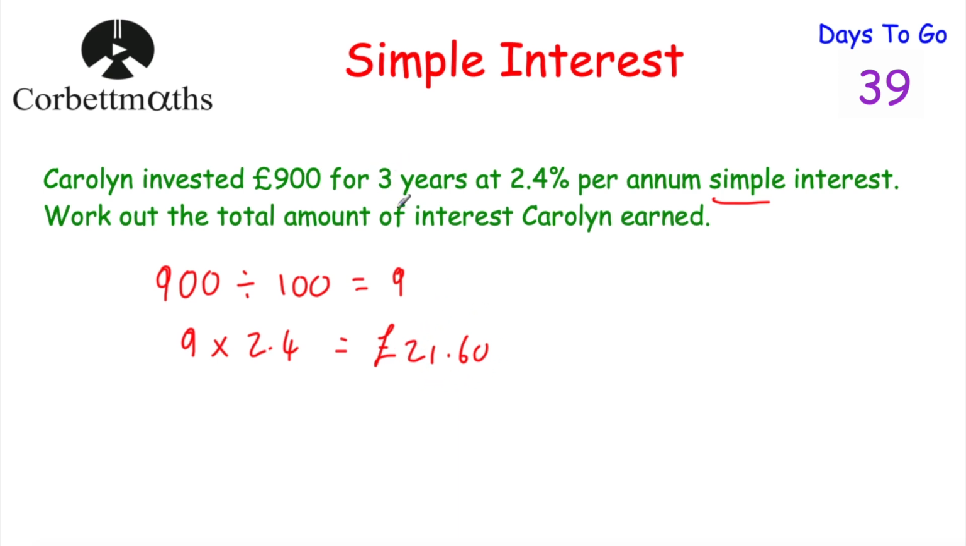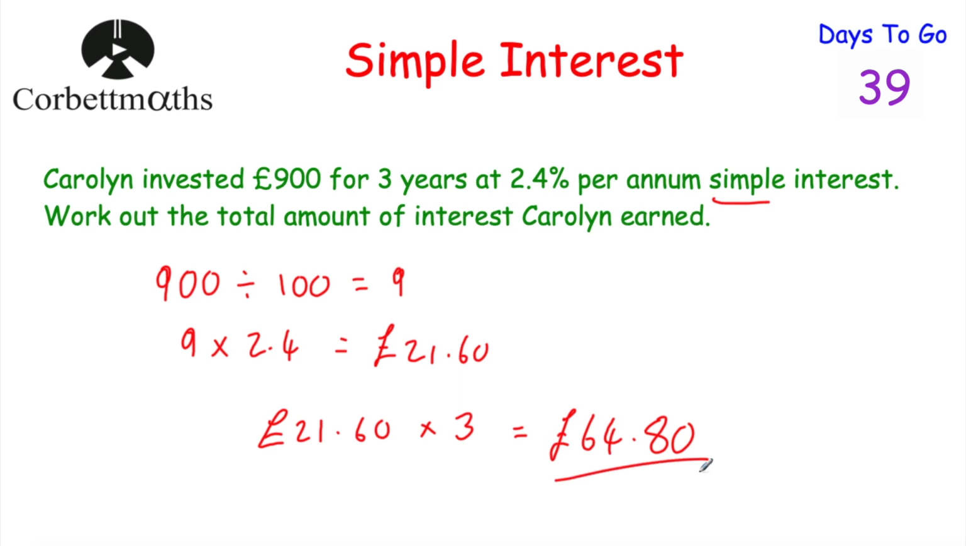Now the money's invested for 3 years. So because it earns £21.60 per annum, which means per year, we're going to do £21.60 multiplied by 3, because it's invested for 3 years. That gives us an answer of £64.80. Because it says how much interest did she earn, that's going to be £64.80, and that's it. And if you tried it yourself and you got that, well done.